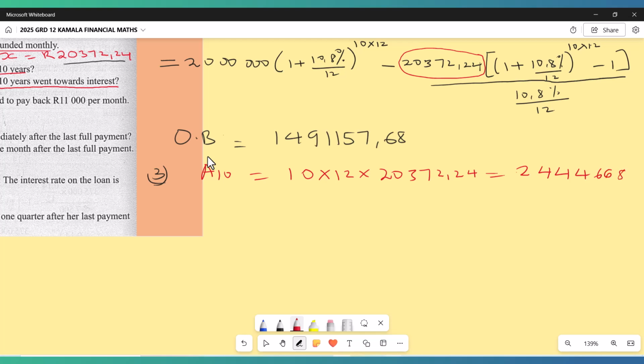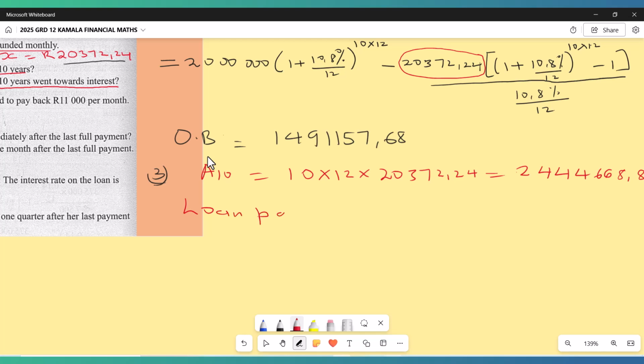So this is the money this guy has been paying for the 10 years. In this case he has paid 2 million plus, okay? Then we're going to ask ourselves, how much of the capital has been paid so far? So how much of the loan has been paid?